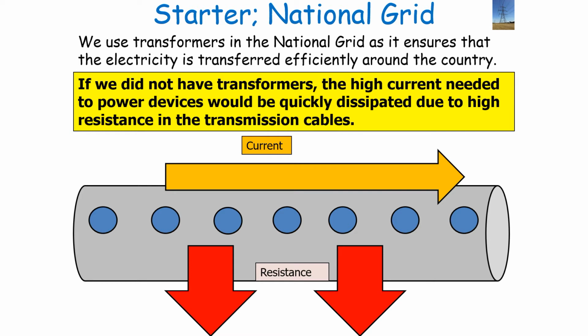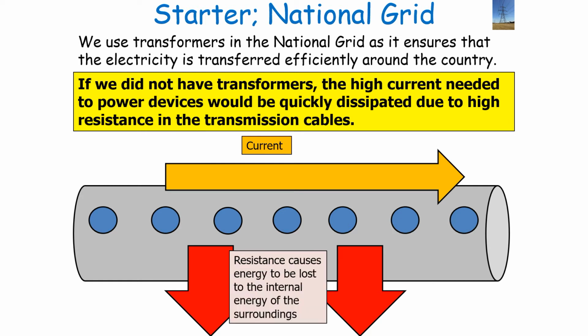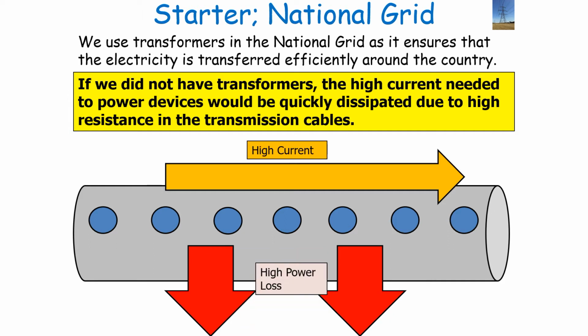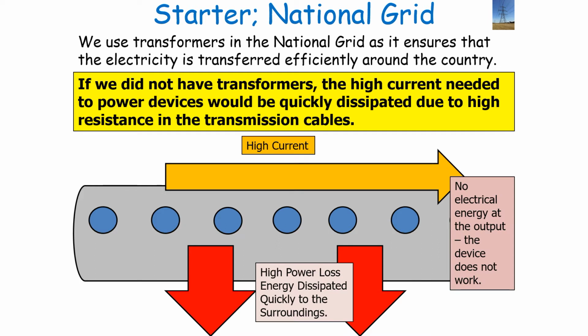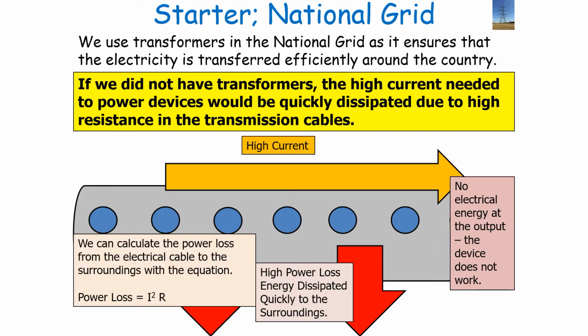If we did not have transformers, the high current needed to power devices would be quickly dissipated due to high resistance in the transmission cables. Resistance causes energy to be lost to the internal energy of the surroundings. So a high current would lead to a high power loss, so energy would be dissipated quickly to the internal energy of the surroundings, so you'd have no electrical energy at the output, and the device would not work. Now we can calculate the power loss from the electrical cable to the surroundings with the equation P equals I squared R.